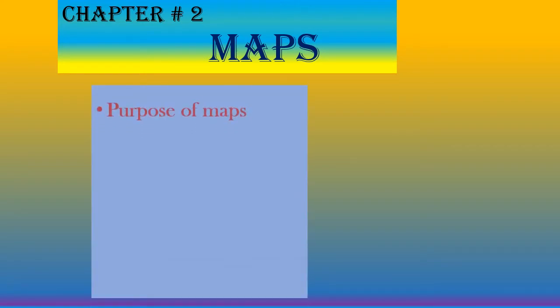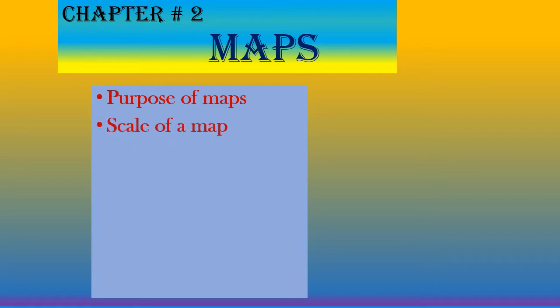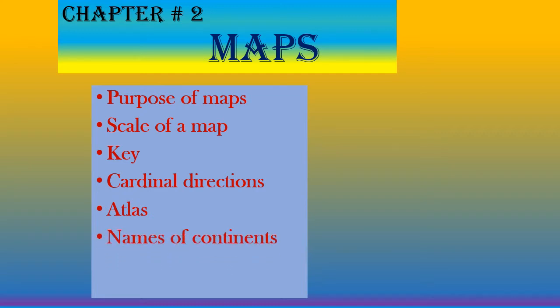So kids, are you excited to start a new chapter? Yes, we are going to start our second chapter, that is maps. In this chapter, we are going to discuss the following important points. What is the purpose of maps? Scale of a map, key, cardinal directions, atlas, names of continents, and names of oceans. So let's get started.